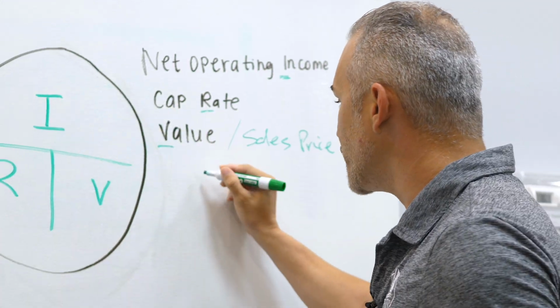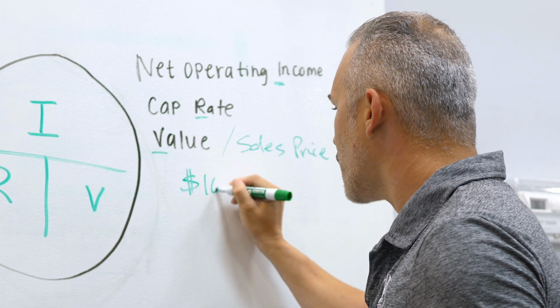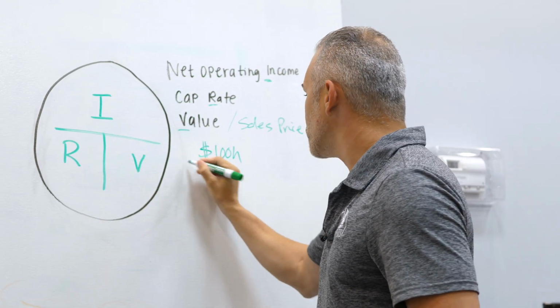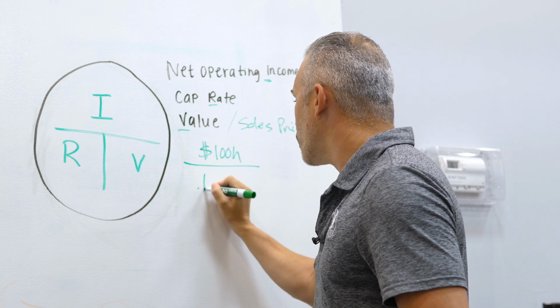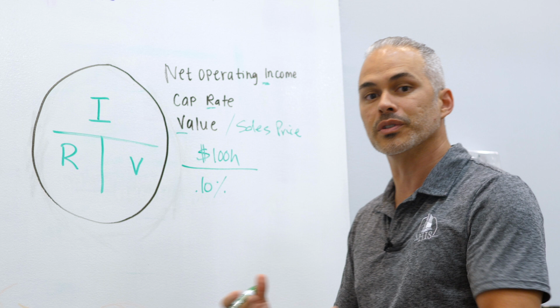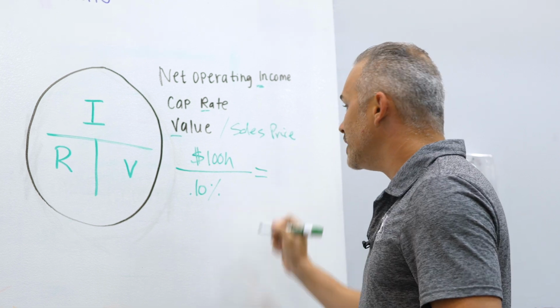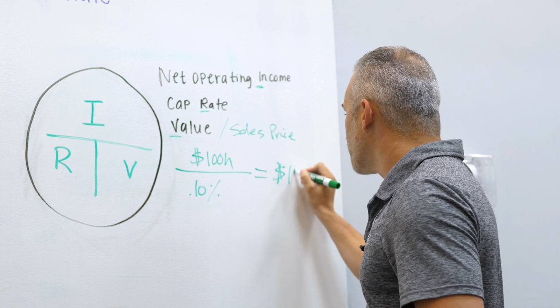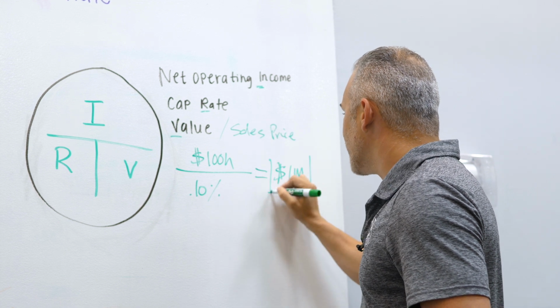So let's say the net operating income on a project is $100,000 a year. If I divide that by 0.10, which is a 10% return, the actual investment return that I want, this will ultimately tell me that the max I can pay for this property is $1 million. And that's as simple as that.